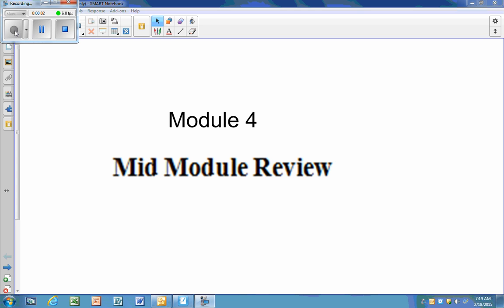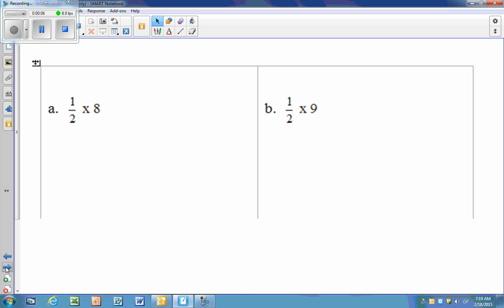This is the mid-module review for Module 4. Question 1, the directions were to multiply or divide, but to draw a model to explain your thinking. So for each one, there must be a picture. So for this first one, I'm going to use my chips. I'm going to draw 8 chips because that's my whole right here.